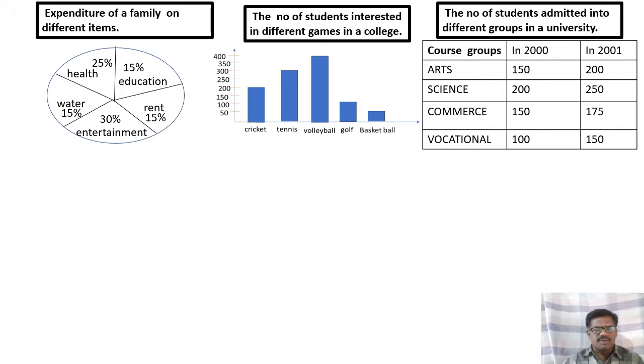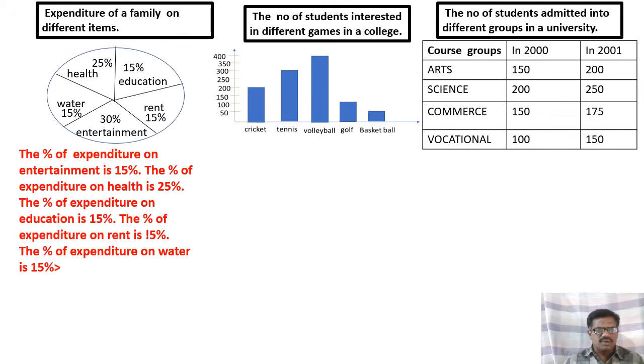Here we write about the values the diagrams show. Look at the first diagram. We can write the values like this. The percentage of the expenditure on entertainment is 15%. The percentage of expenditure on health is 25. The percentage of expenditure on education is 15. Like this we can write.